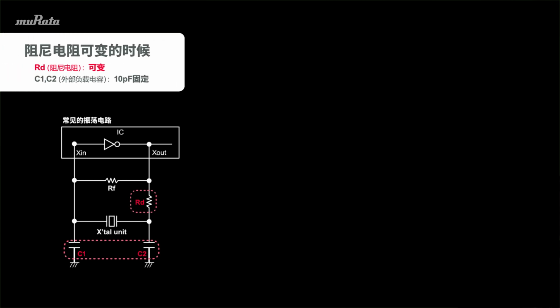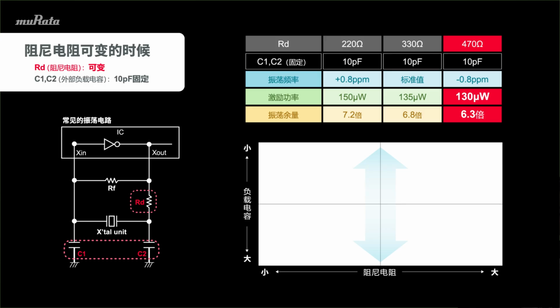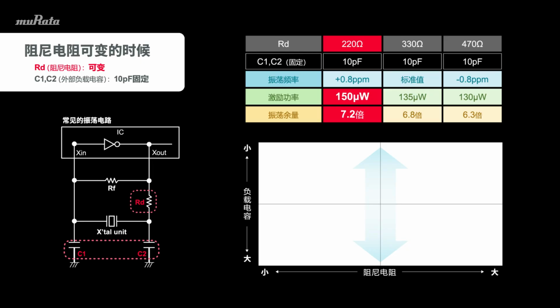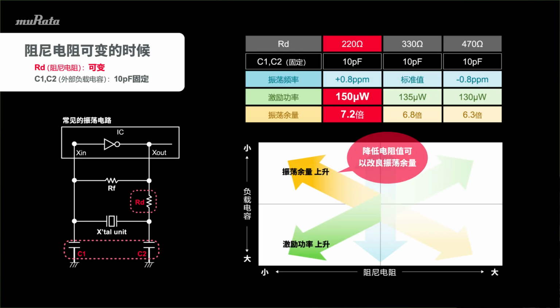The following is an example of measuring each oscillation characteristic when the damping resistance value is changed. The damping resistor is mainly used to control the drive level. Increasing the resistance value reduces the drive level but decreases the oscillation margin. Conversely, lowering the value improves the oscillation margin but increases the drive level.